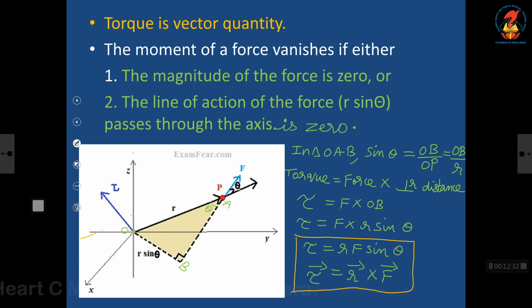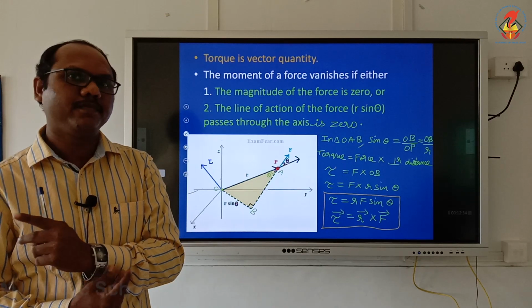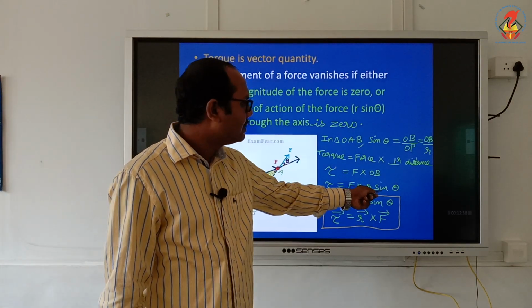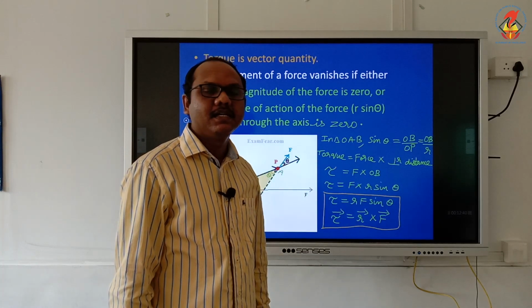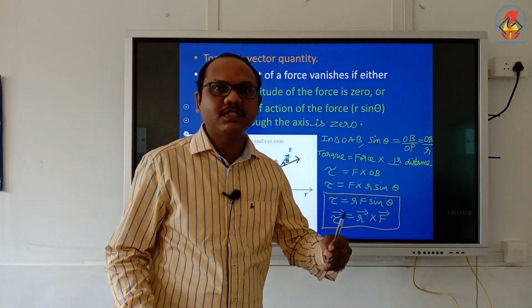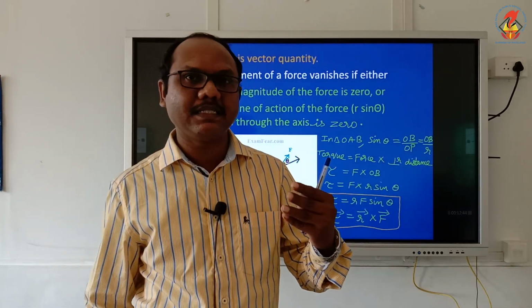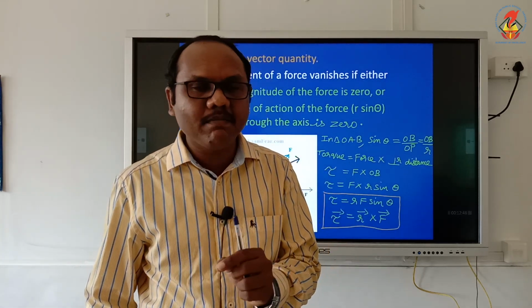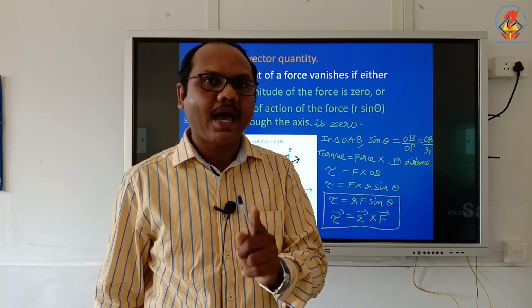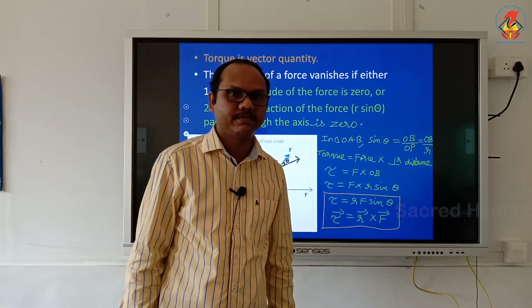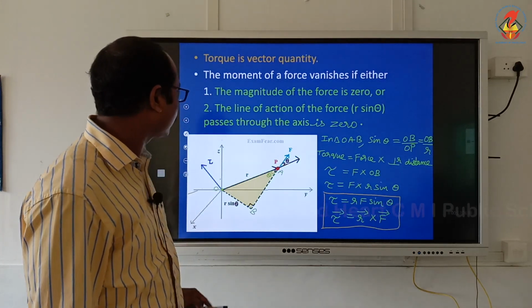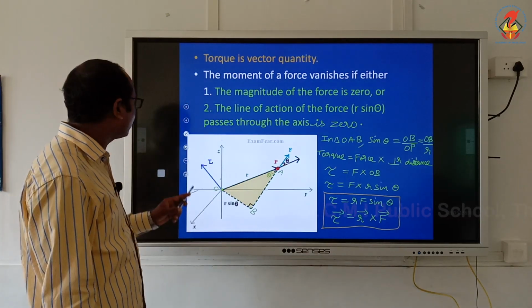Now, when is torque maximum? That also you have to note down. When is torque maximum? When theta is 90 degrees. That means force and perpendicular distance, force and distance, are perpendicular to each other. At that time, theta is 90 degrees and torque is maximum. So that's all about torque.